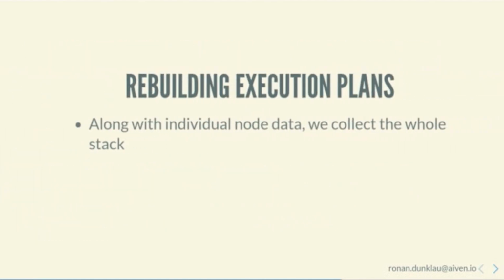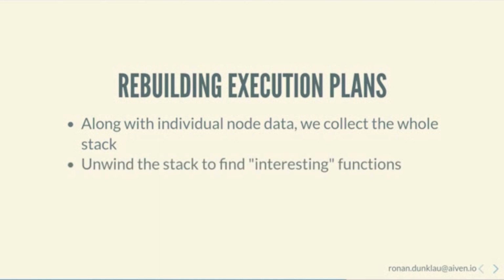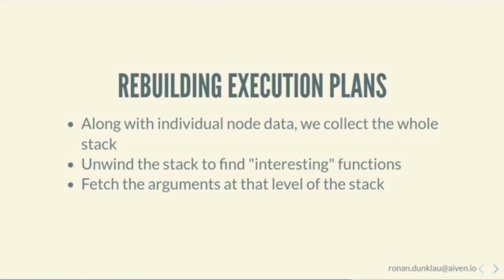That's where we use a clever trick, which is to collect the whole stack. We collect the individual node data, but also the whole stack at this point. What does this buy us? It buys us the ability to unwind the stack to find interesting functions. Remember what I said at the start about perf, and how perf gives you information in terms of code related to your stack call. But now maybe we can map this stack to individual function nodes. So that's what we do.